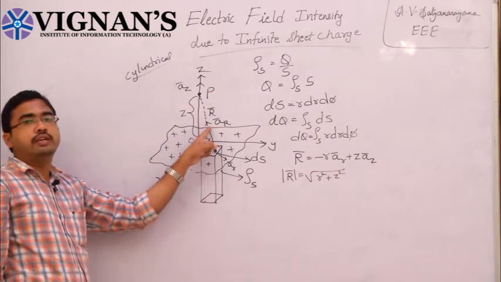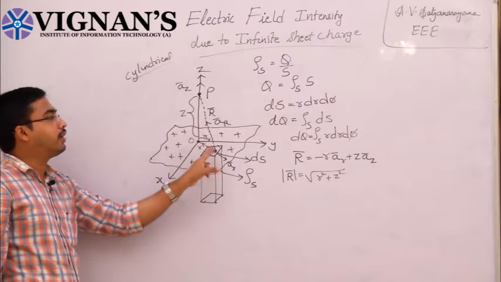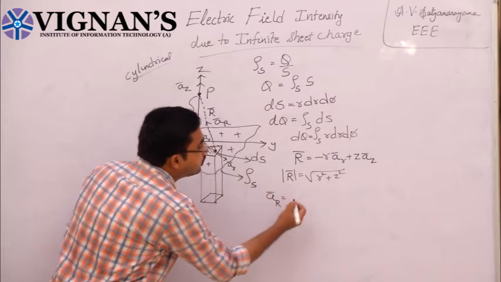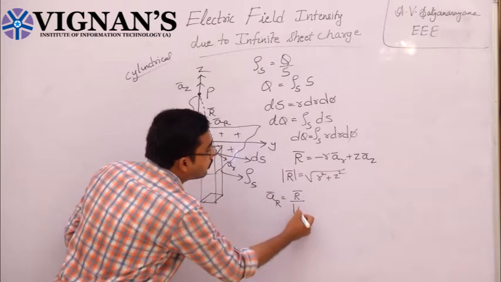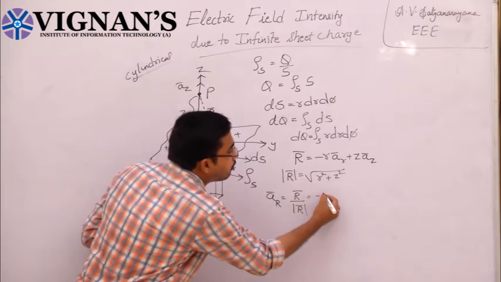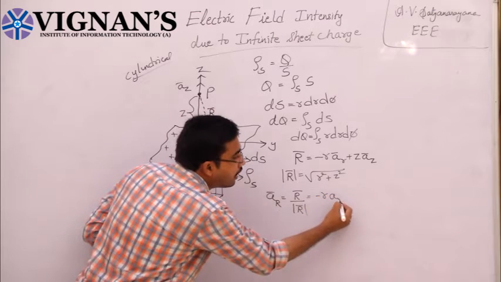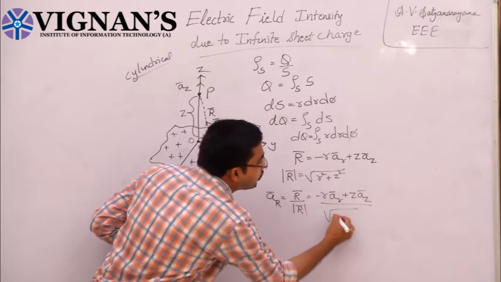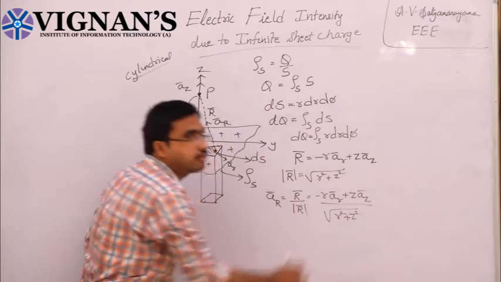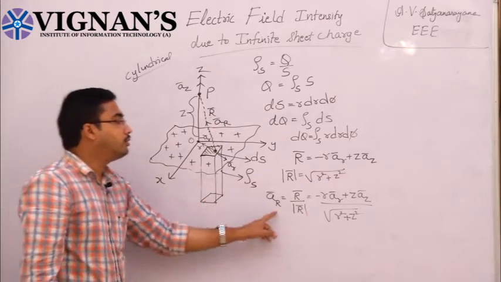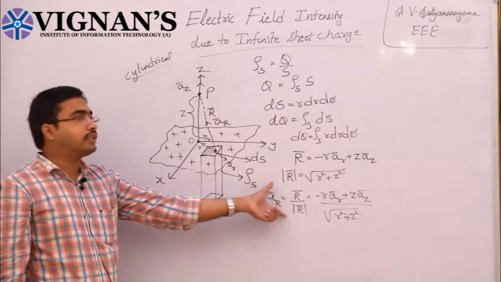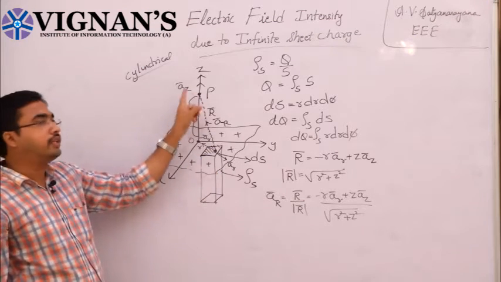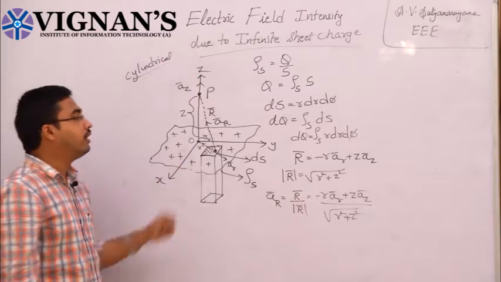Now, what is the unit vector aR from the differential surface to the point P? aR is equal to r vector by mod r vector, which is equal to minus r aρ plus z az divided by root over r square plus z square. This is the unit vector aR from the differential surface towards the point P. That is why we are indicating the direction like this.